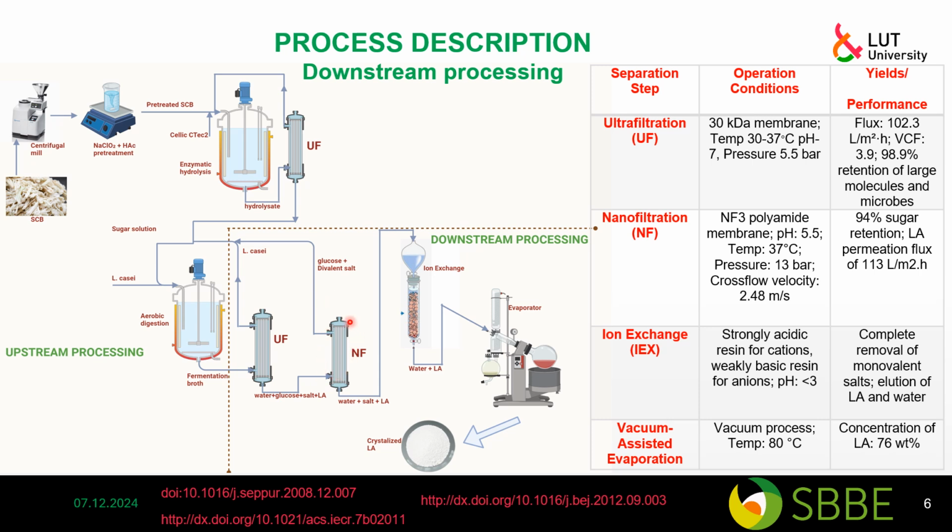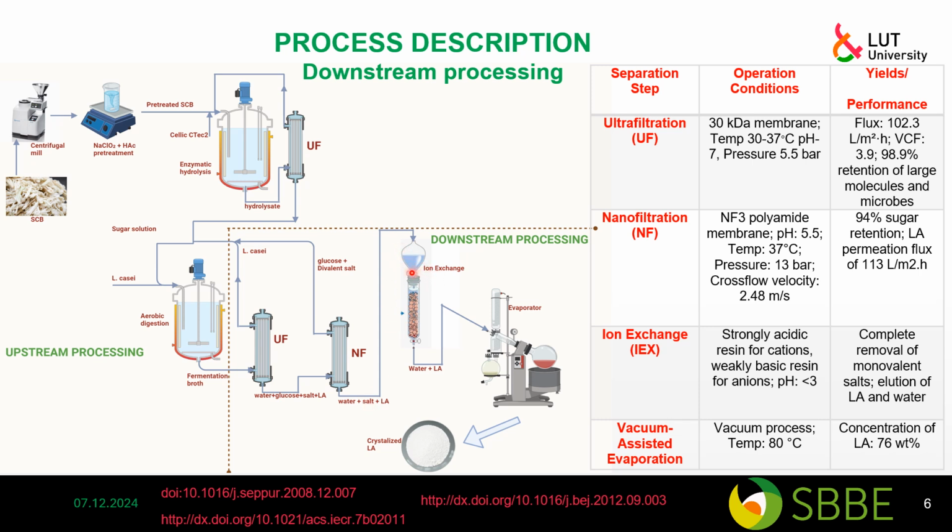The first being separation by size. The nanofiltration membrane has a molecular cutoff between 100 to 150, and glucose having a molecular weight of 180 means that it is able to be retained. And the nanofiltration is also a charged membrane. Here we use a polyamide membrane, and at low pH, the membrane is positively charged, and hence is able to repulse the positive divalent salt while permeating lactic acid, which is non-ionized, together with monovalent salt, which further undergoes ion exchange.